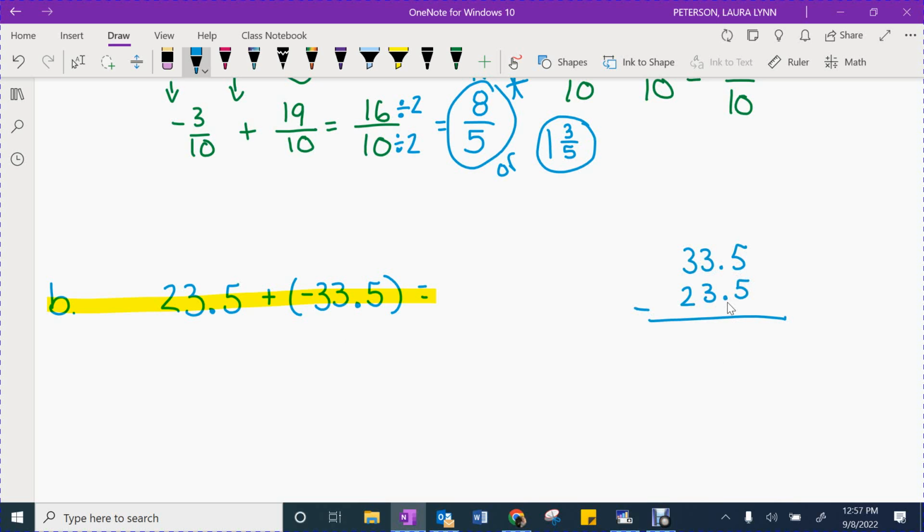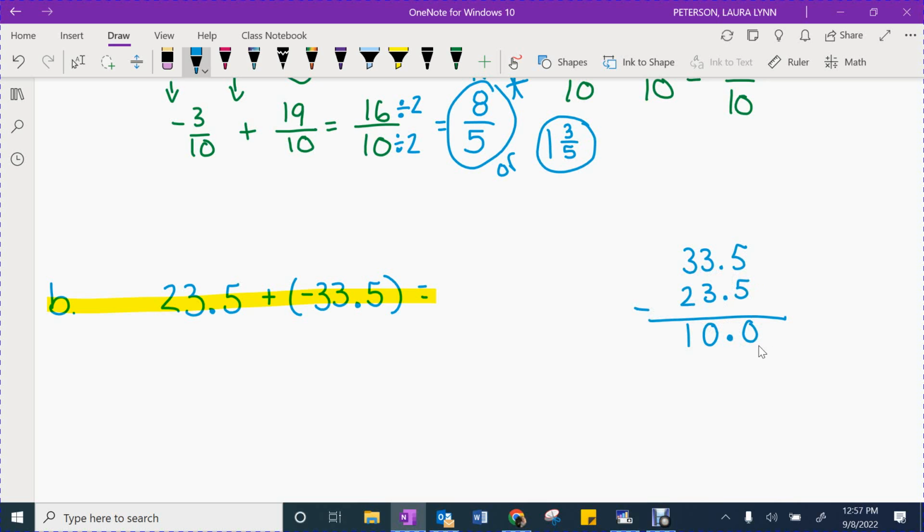Subtracting with decimals, my decimals just have to line up. And then I just do like normal. 5 minus 5 is 0. My decimal carries down. 3 minus 3 is 0. And 3 minus 2 is 1.